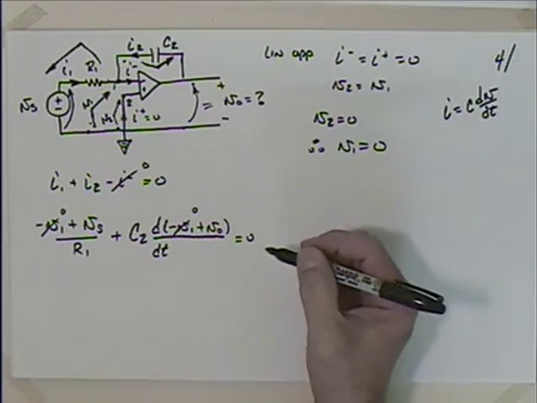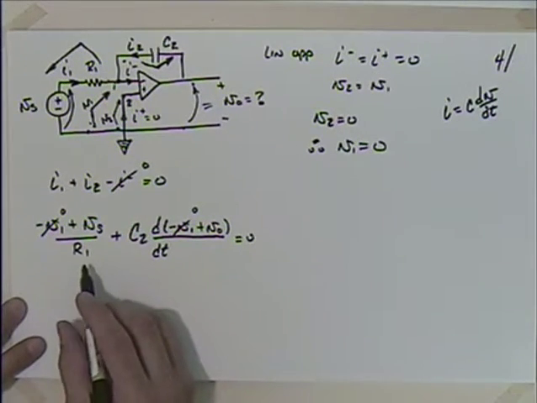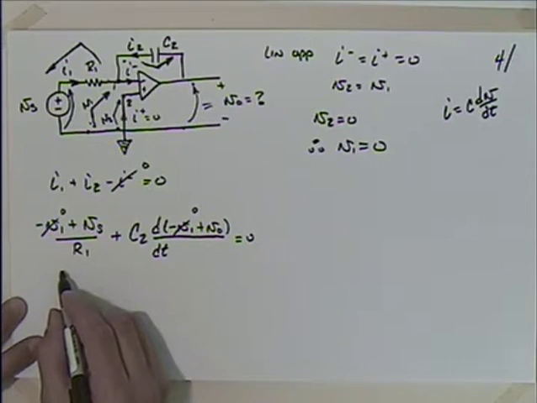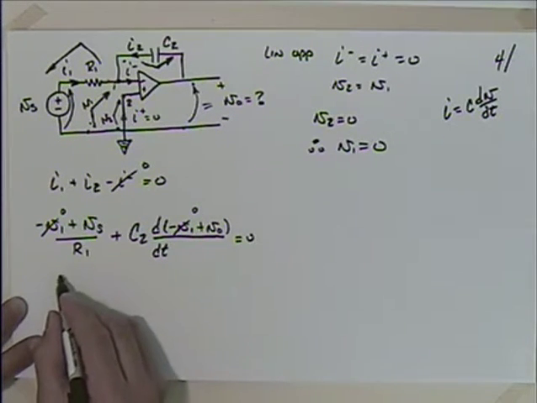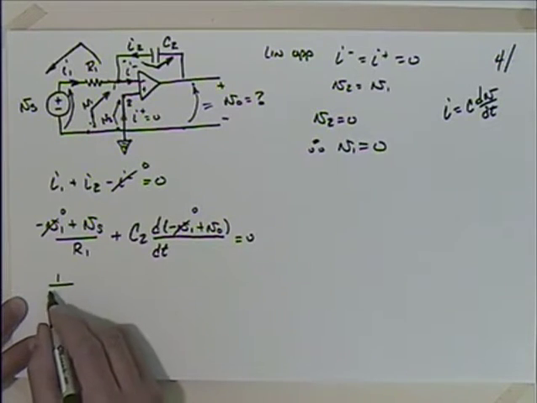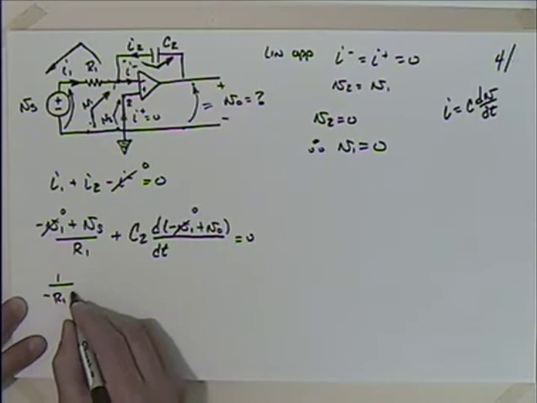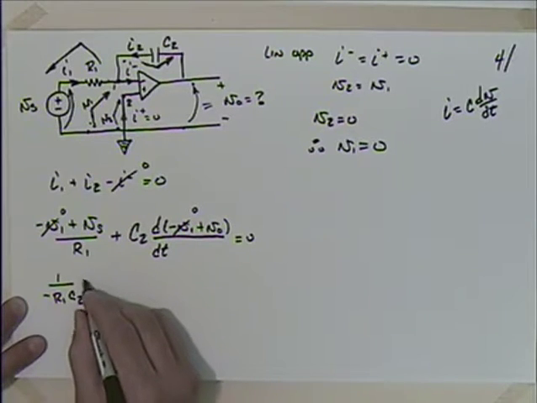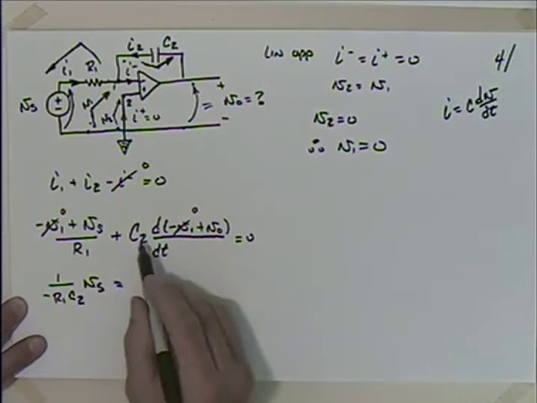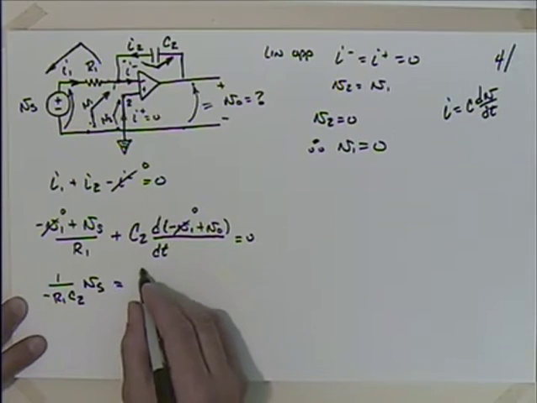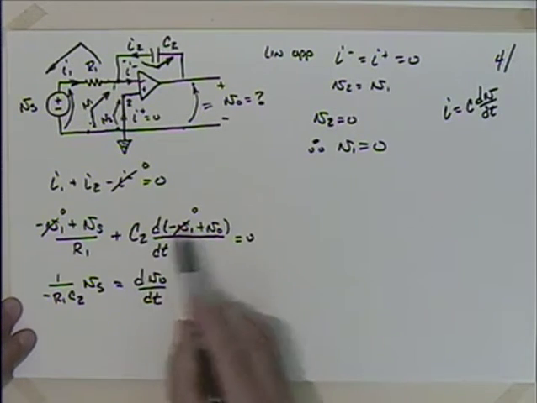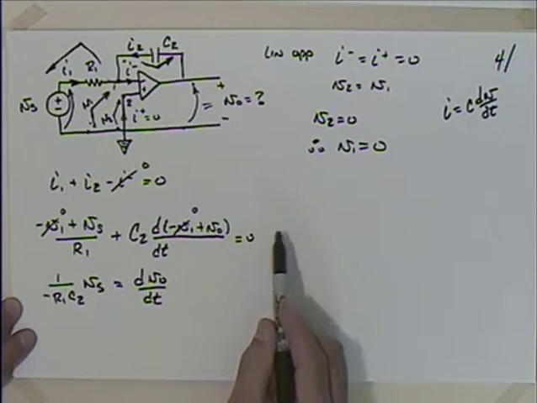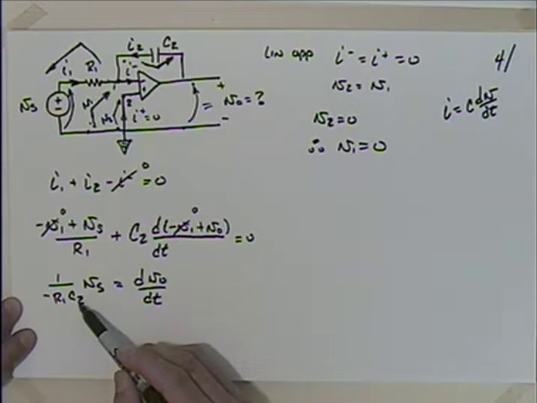So now I could rearrange this a little bit and say that I could move this to the other side. Then I'd get a negative sign. So tidying this up a little bit, I have 1 divided by minus R1 times C2 times Vs is equal to, this would have gone to the other side, the derivative of V0 with respect to t. Does that make sense? I move that to the other side, I get a negative, so then I'm going to divide both sides by minus C2.